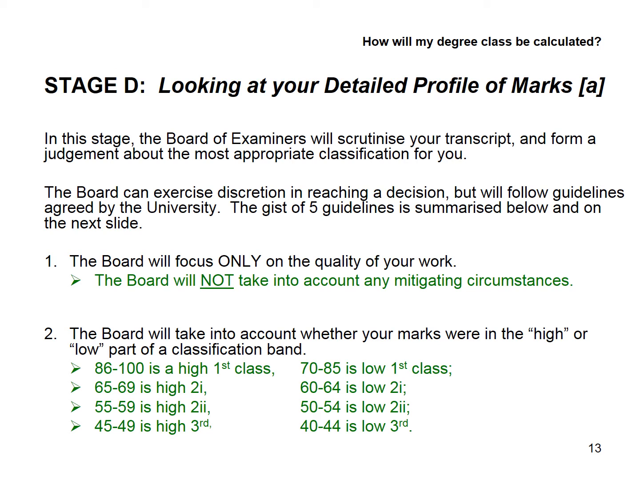So here we have stage D when we look at your detailed profile of marks. In this stage, the Board of Examiners will scrutinise your transcript and it will form a judgment about the most appropriate classification for you. Now, the board can exercise its discretion in reaching a decision, but it is expected to follow guidelines agreed by the university.